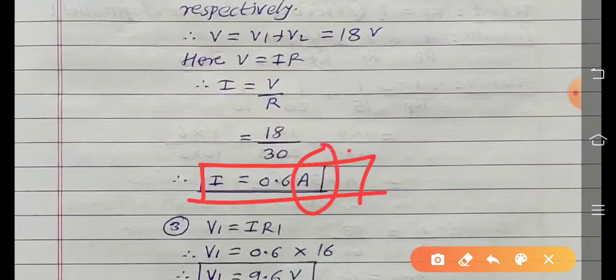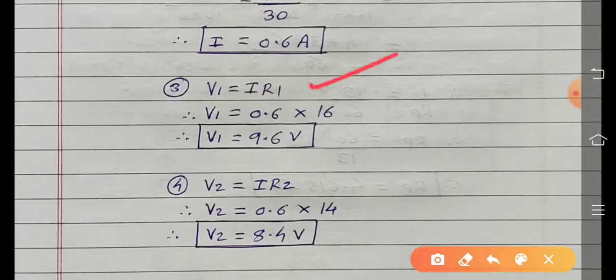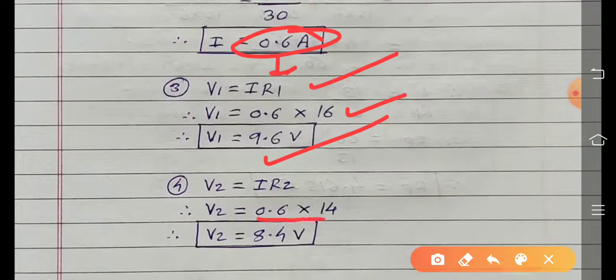A means ampere. Third formula, V1 is equal to IR1. Substitute the values: I is 0.6 multiplied by R1, which is 16. After multiplication we get V1 as 9.6 volt. V2 is equal to IR2. Again substitute: I is 0.6 multiplied by R2, which is 14. So 14 times 6 is 84, so 8.4 volt. That is the answer for the second. So that much potential difference passes across R2.